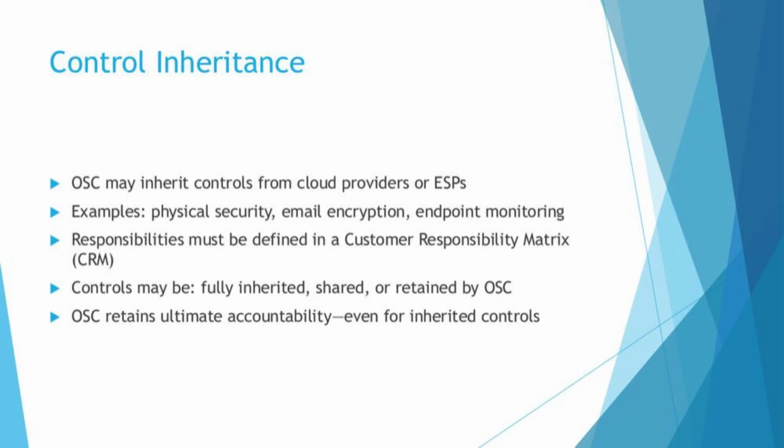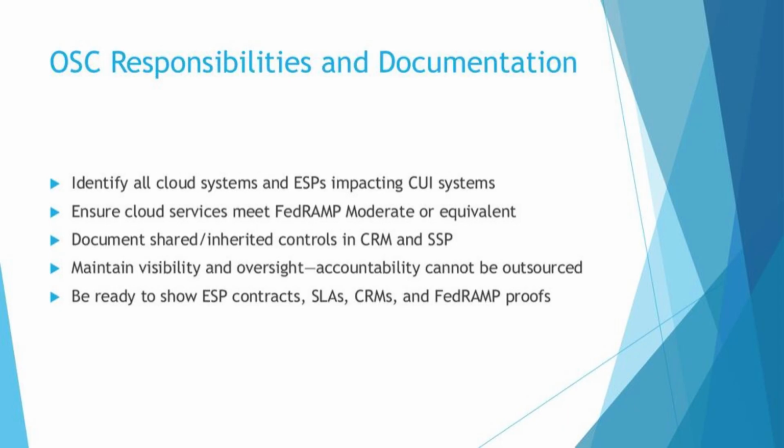7.4 OSC documentation responsibilities. Okay. Wrapping up the provider section, what's the final checklist of documentation the OSC absolutely needs to have ready regarding cloud and external providers? It boils down to four main things. Identification. A clear list in your SSP of all cloud systems and ESPs that process, store, or transmit CUI or SPD or provide security functions.